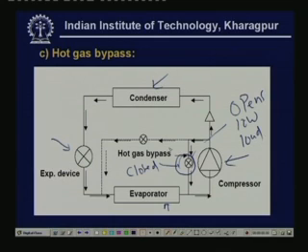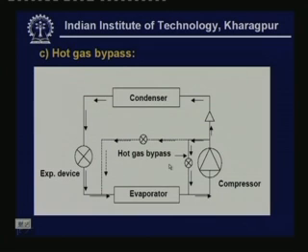When this valve opens, what happens? As you can see, some of the refrigerant, instead of going to the condenser, expansion device and evaporator, is bypassed and it comes back to the compressor inlet itself. That means it will be cycling at this point itself. It does not go through the rest of the circuit. As a result, the refrigerant flow rate through the compressor remains constant, but the refrigerant flow rate through the evaporator is reduced. As a result, the evaporator capacity reduces, which matches the lower load. So, this is the principle of hot gas bypass.